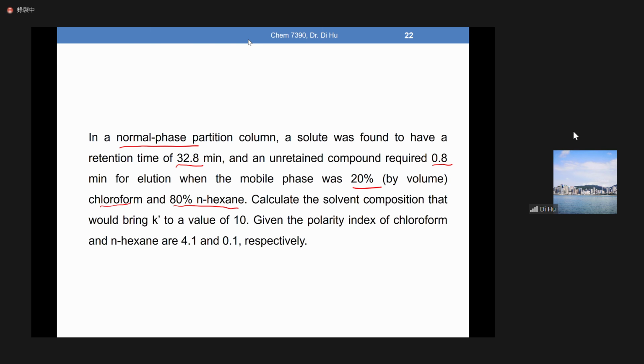Has anyone finished? I did the calculation myself. If you have an answer, let me know. Percent of chloroform and percent of N-hexane.